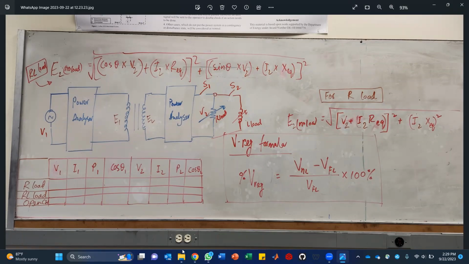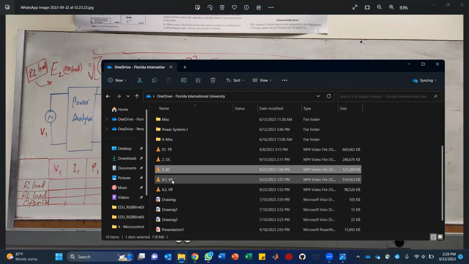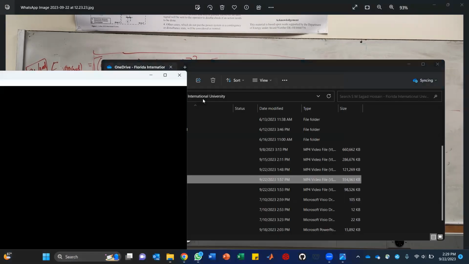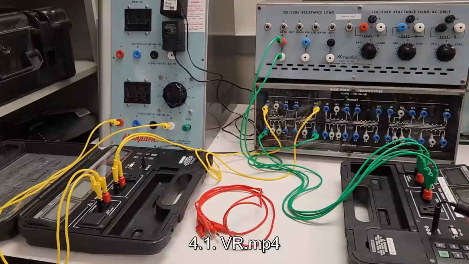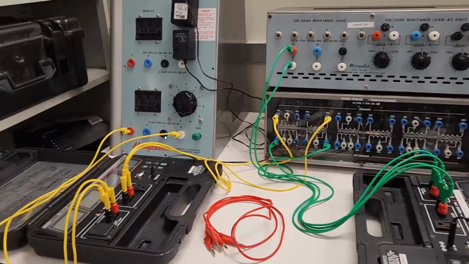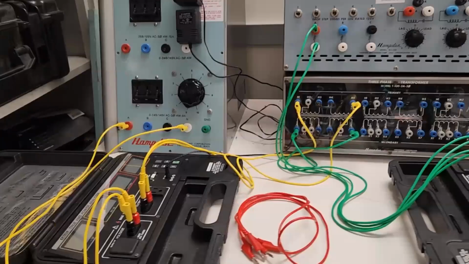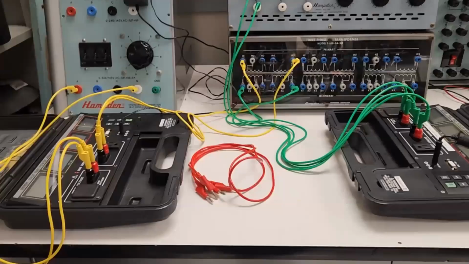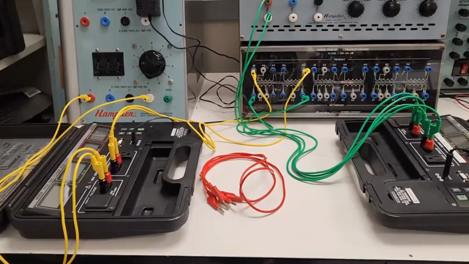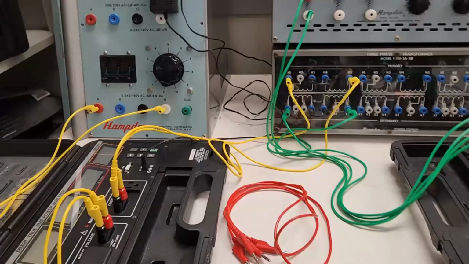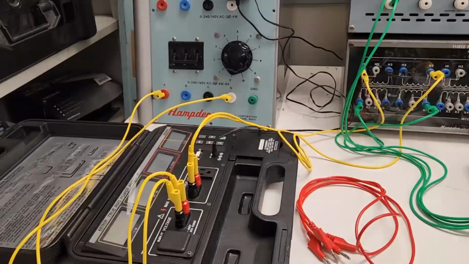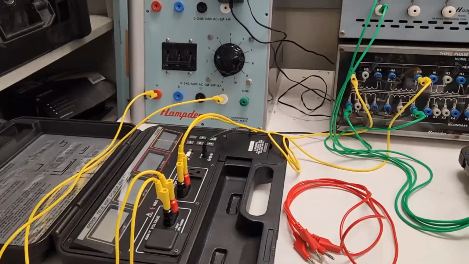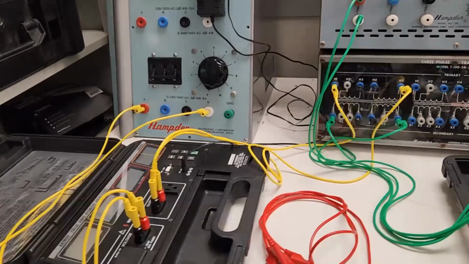Now I will open the video of this experiment. Let me open that. Okay, so this is the setup for the second experiment, which is calculating the voltage regulation. The theory part I have already covered. So all I need from you is to actually get those data, the data that I'm about to show you. Let me introduce the circuit first.